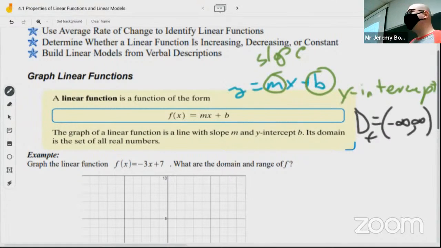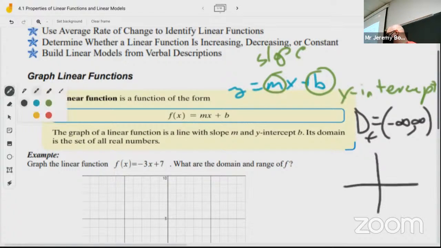Now the range is a little different. There's actually two ranges that can happen for a linear function. The first one's easy. You have a range of negative infinity to positive infinity, all the y values are taken up, because when it's a line, it keeps going. But there's one type of line that will have a different range. What do you think that might be? A horizontal line. Yeah, exactly.